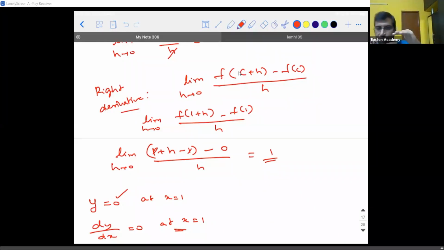Again, there are two things I'll always be teaching you. One is the theoretical part which you are supposed to write in the exam. Second is the shortcut for you to know the answer before you solve it.